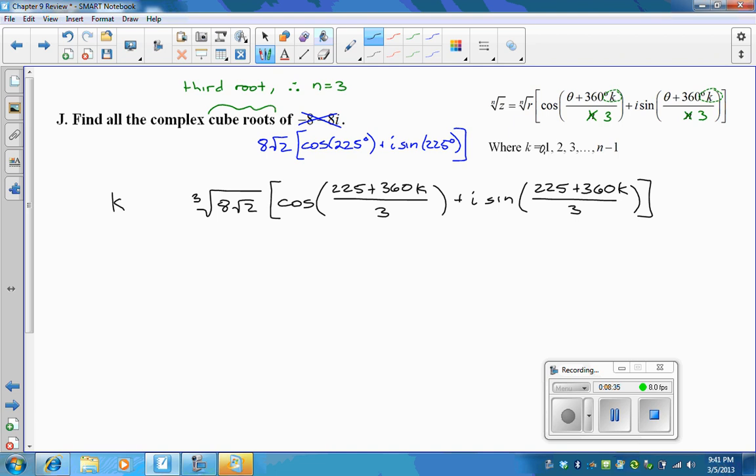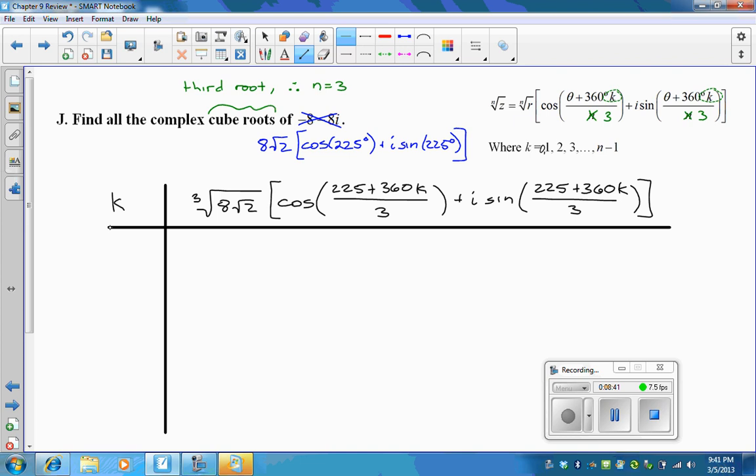And I'll create a table where I plug in different values for k, and the values you plug in, you always start with 0. So I'll plug in 0. And then if it's the third root, I'll plug in 3 numbers. So I'll plug in 0, 1, and 2. That's 3 numbers, and you always start with 0. So this is the table that I'm going to fill in.